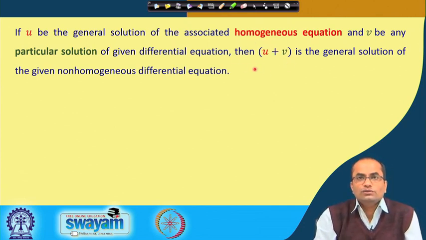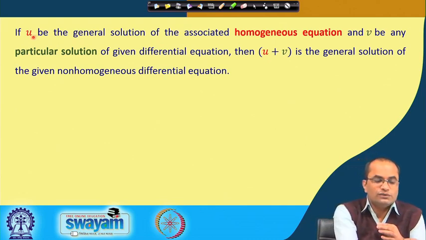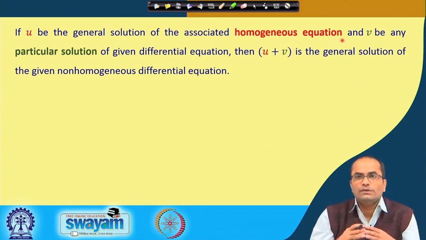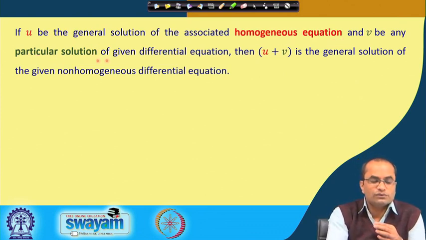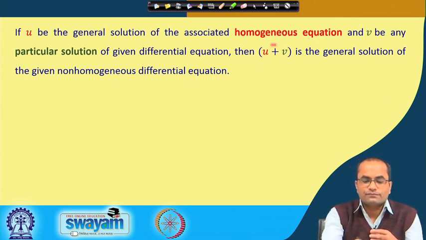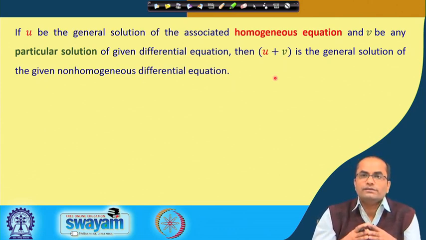Then what we will observe here is that u plus v, when we add these two. This u for the homogeneous equation we actually call the complementary function, and a particular solution of the given differential equation we call the particular integral. So when we add the CF and PI, the complementary function plus the particular integral, this will form a general solution of the given differential equation.